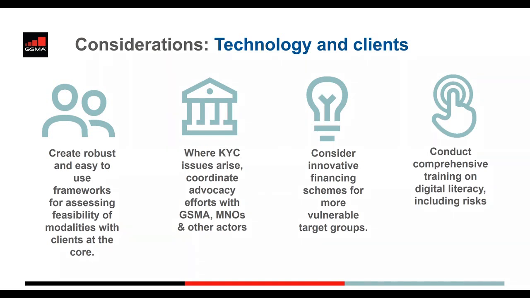Innovative financing schemes for more vulnerable target groups can help those target groups access mobile phones, which we think can be a really transformative technology. So if that's a consideration within the program, if you're not supplying mobile phones, one consideration could be providing opportunities for vulnerable target groups to buy those at cost or through various financing schemes that will allow them to access that technology.